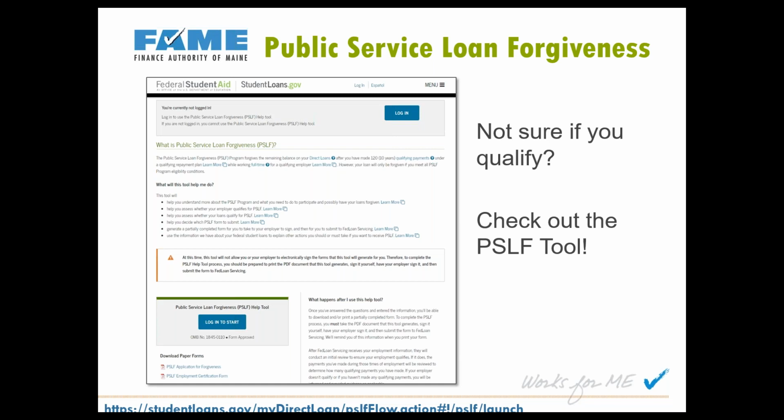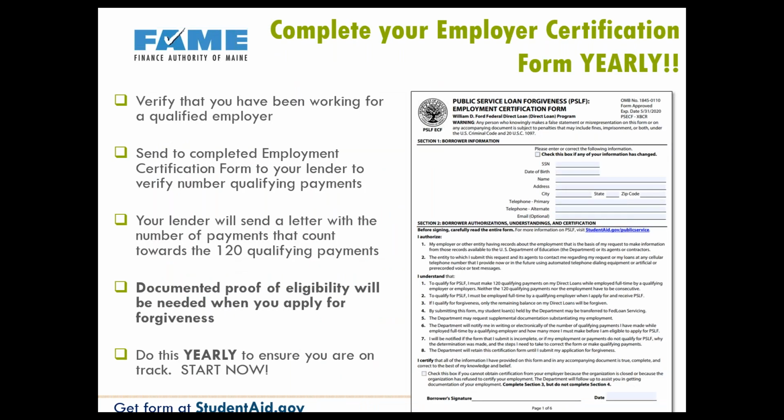It needs to know who you work for. Is it a qualifying employer? Do you work full-time, which is more than 30 hours, or whatever your employer considers full-time? So you're going to have to answer some questions. When you do that, it starts filling out this employment certification form, which you can print out later. It's going to fill out this form.